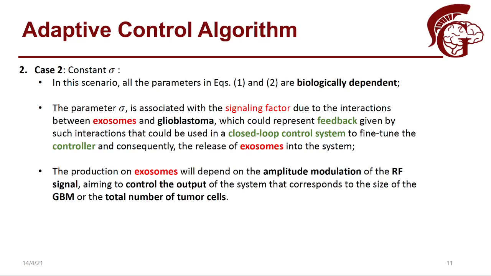For the second case, the sigma parameter is now constant, so it is like a biological constant like the other parameters in the model. So the production of exosomes will depend on the amplitude modulation of the radio frequency signal in order to control the output of the system, which basically means the total size or the total number of tumor cells.